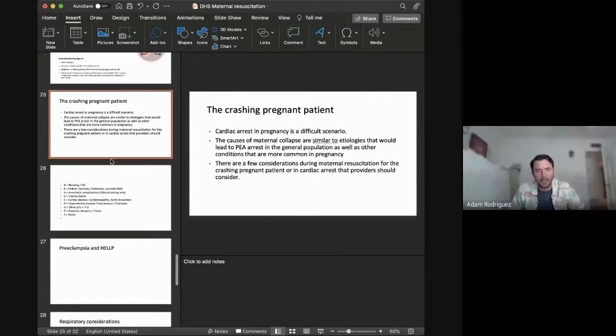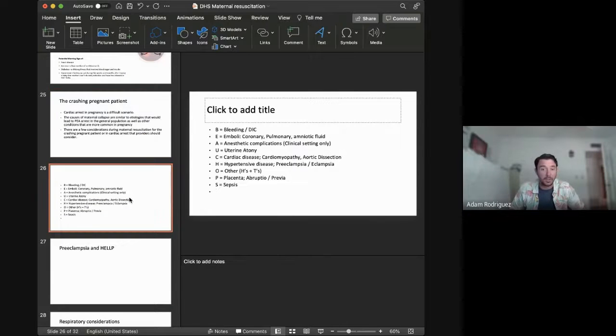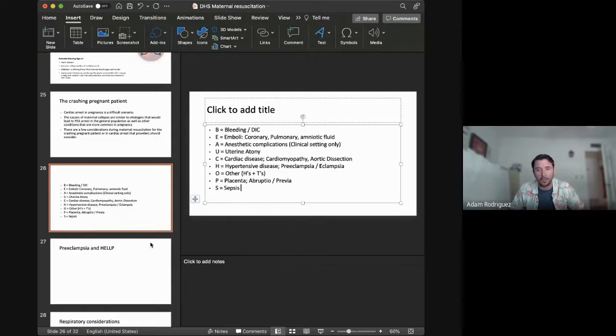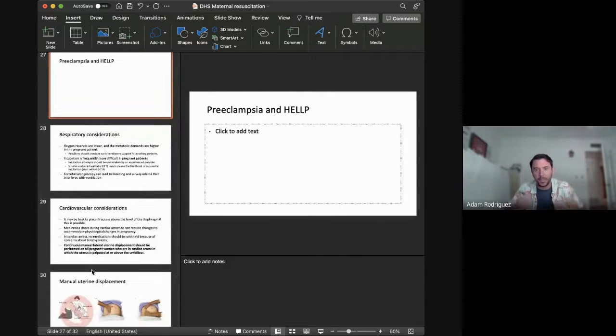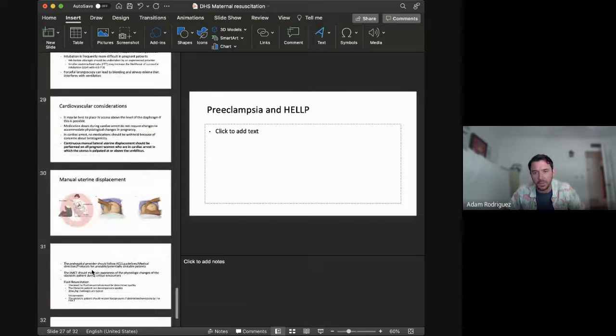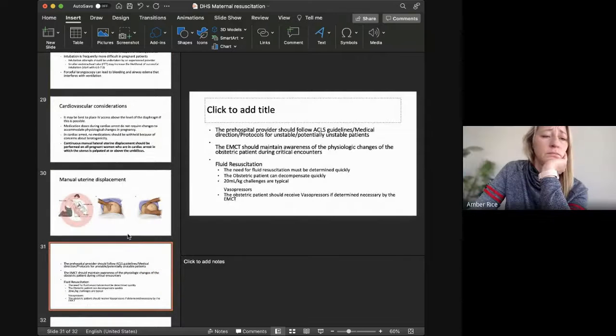I was compelled to add that in there because I saw mentions of the reversible causes elsewhere in the slide deck, even though they're truly reversible only in some cases, and so I felt urged to include those things.